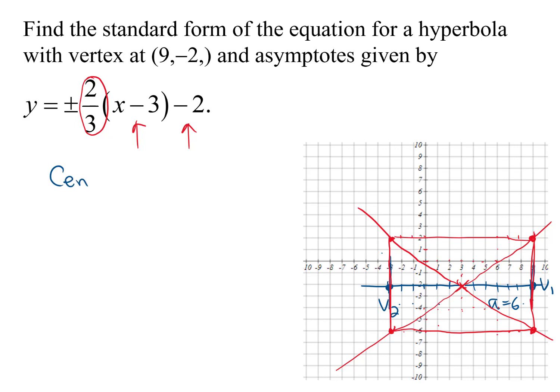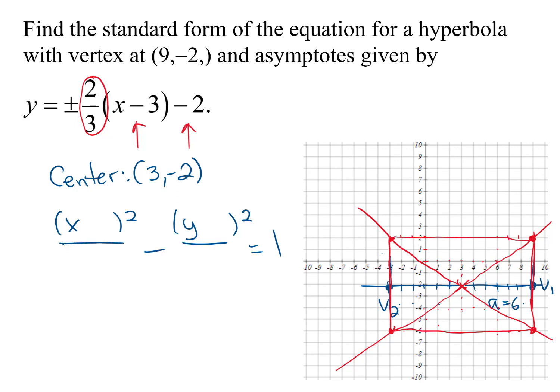So we know that the center is at (3, -2). We also know the transverse axis is parallel to the x-axis, so the x squared is the positive term, and then we have the y here on the negative term equals 1. We do know where the center is, so we can fill in this is going to be opposite sign, so -3, so that the x value of the center is 3. This one's going to be +2, so the y value of the center opposite sign is -2.